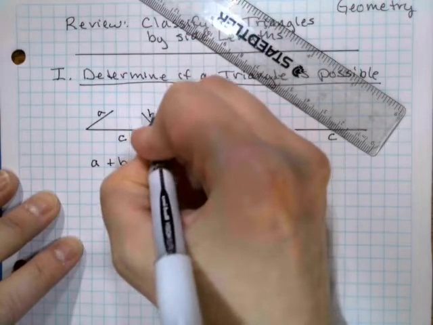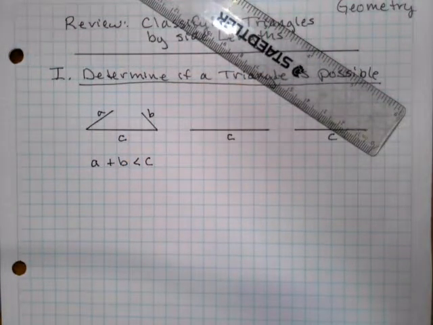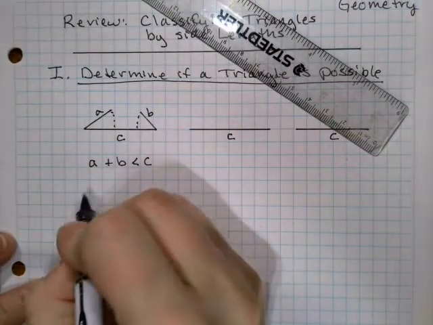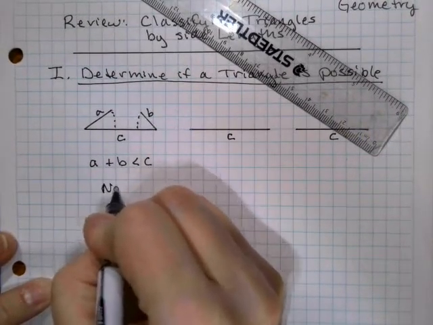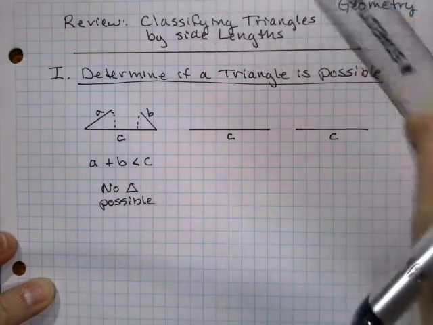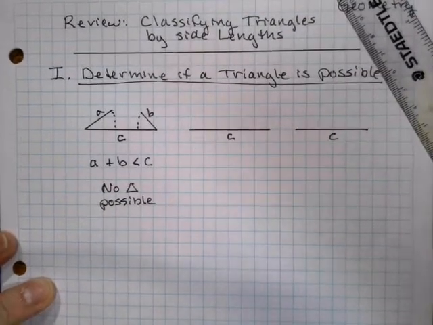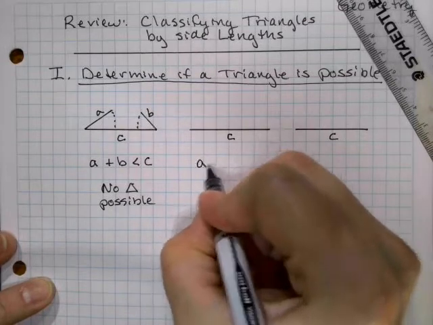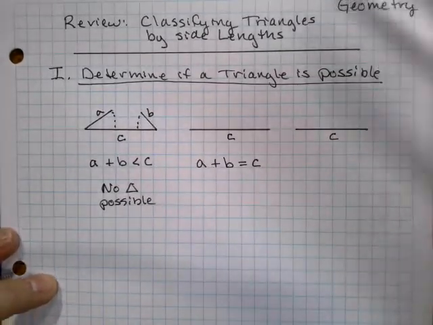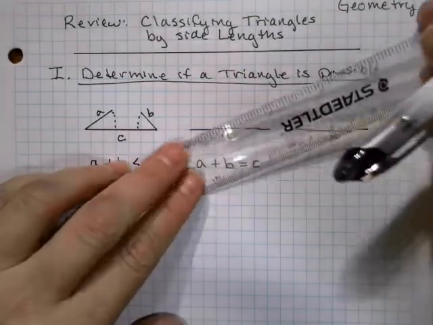As you can see, they are too short to touch and make a triangle. They would just fall flat. So no triangle is possible if this is the case. Okay, scenario number 2. If the sum of A plus B is equal to exactly C, we also have a problem.